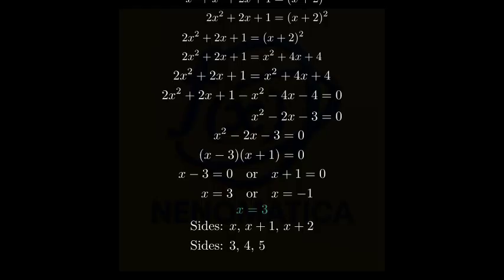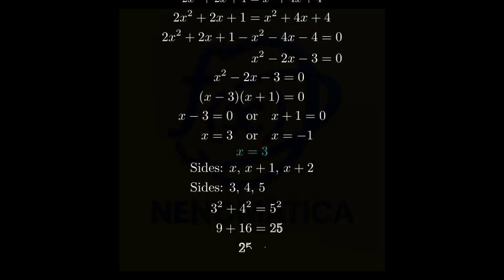The smallest side is x, which is 3. The middle side is x plus 1, which is 4. The largest side is x plus 2, which is 5. These are exactly the sides of our original triangle, 3, 4, and 5. In conclusion, we've shown that there is exactly one right-angled triangle with consecutive integer sides, the 3, 4, 5 triangle.